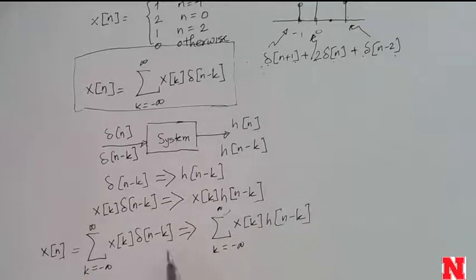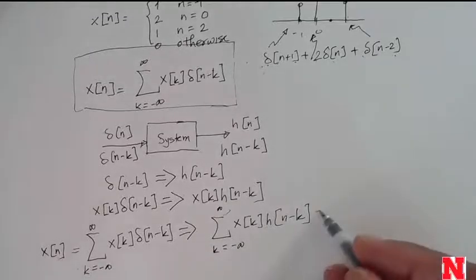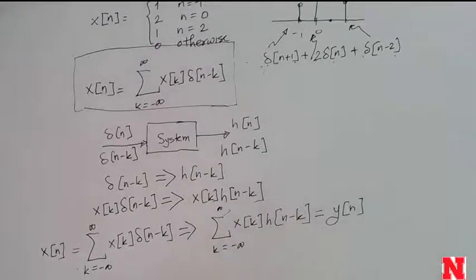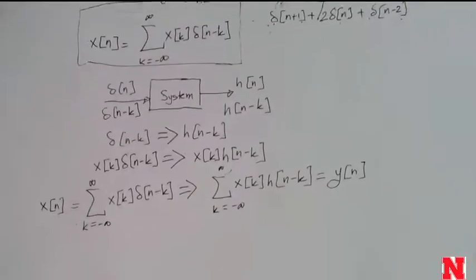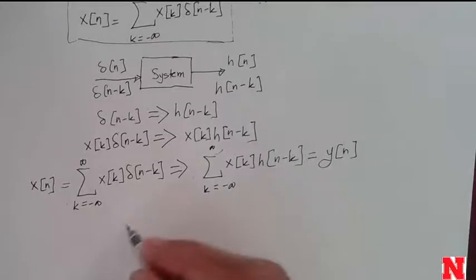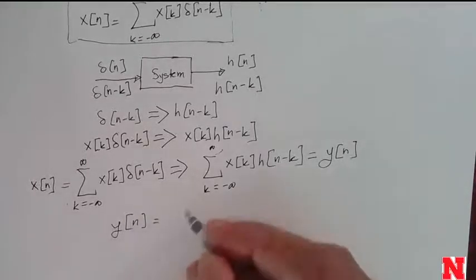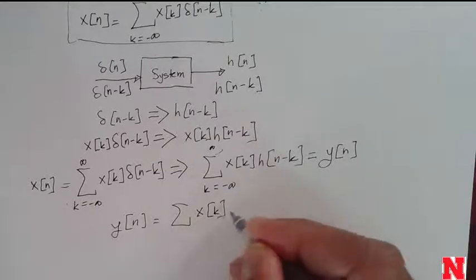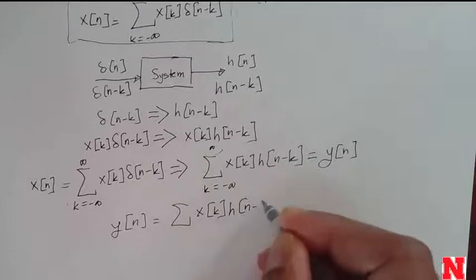Okay, so what we're saying is the input to the system is this arbitrary x of n. That means this must be the output y of n. Okay, so we have, and let's write it out explicitly, y of n is equal to summation x of k h of n minus k.